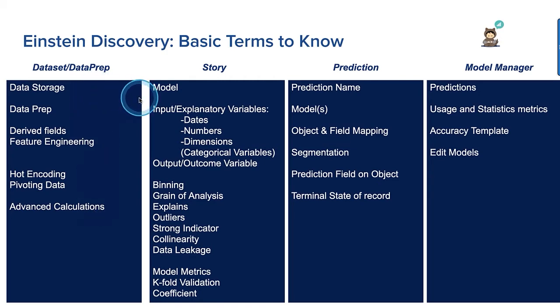Now for the story, once you create a story, you are practically creating a model behind it. You are defining the input variables. These could be dates, numbers, dimensions. Again, that's a categorical variable.